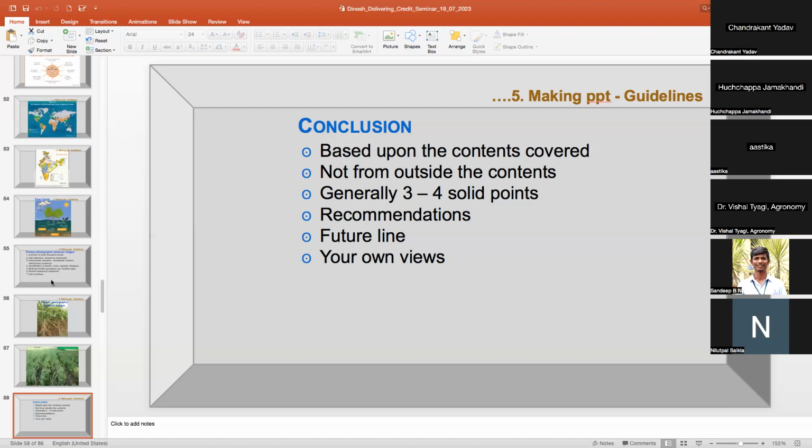Recommendation can be part of the conclusion. A future line can also be inserted, and your own view can be discussed even without writing. It is not necessary that in the conclusion you write everything. You can have something verbally also. You can convey your conclusion verbally also.